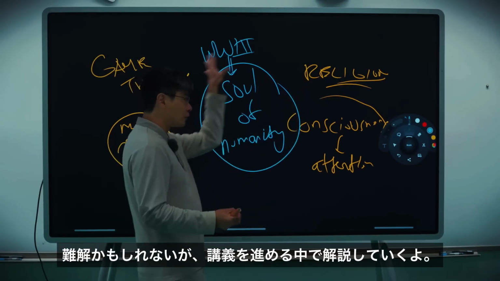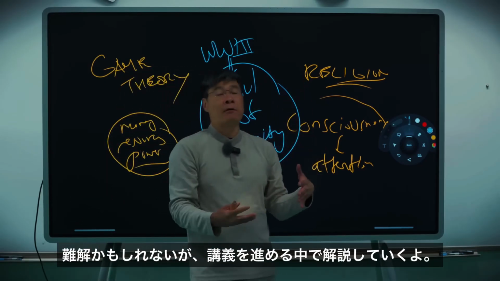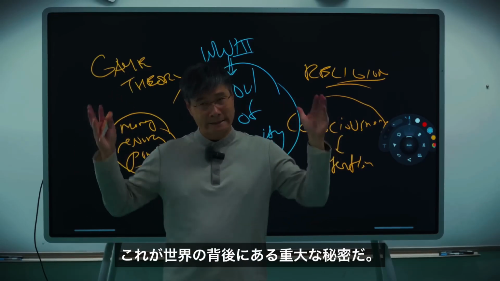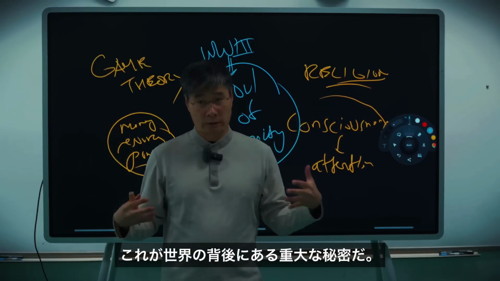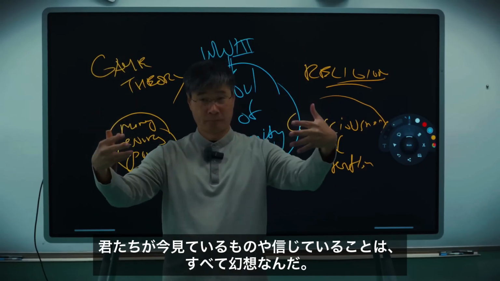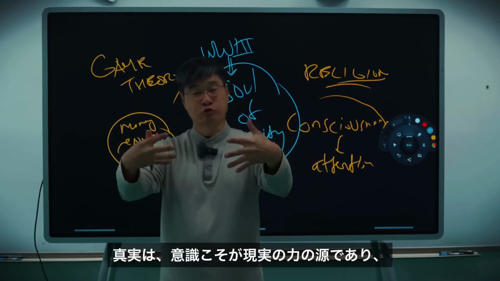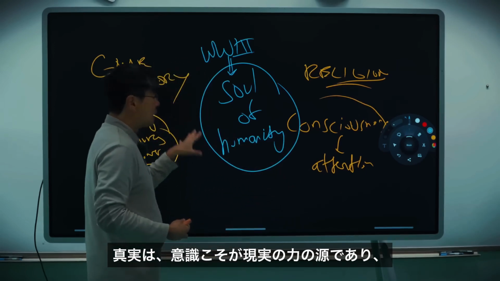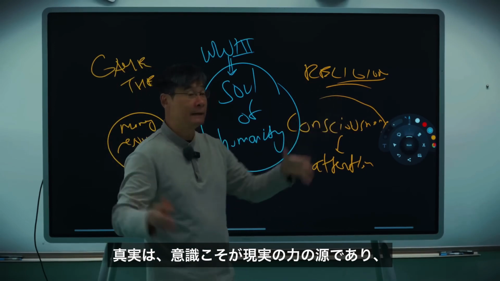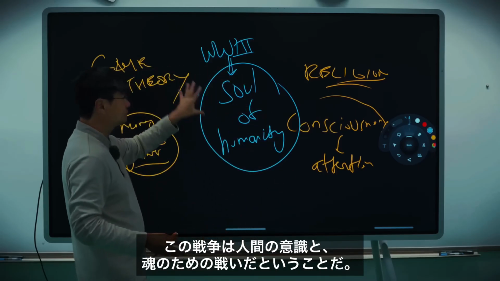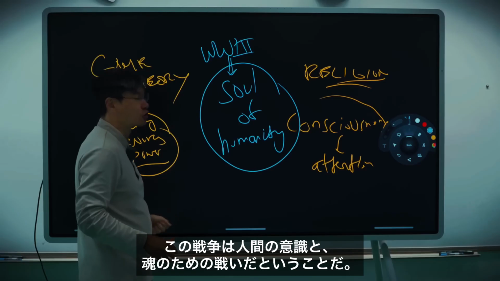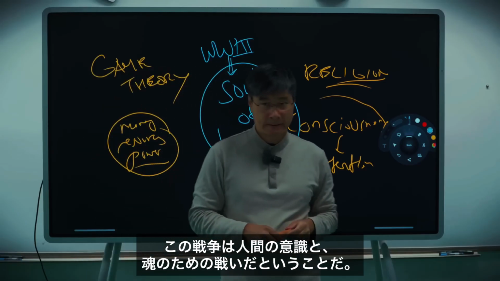And I know this is a hard idea to understand, but as we go along, I will explain this to you. Okay? That is the grand secret behind the world. Everything that you believe, everything that you see today, it's all an illusion. The reality, the truth, is that consciousness is the source of all power of reality itself. And so this is a war for human consciousness. It's a war for the very soul of humanity.